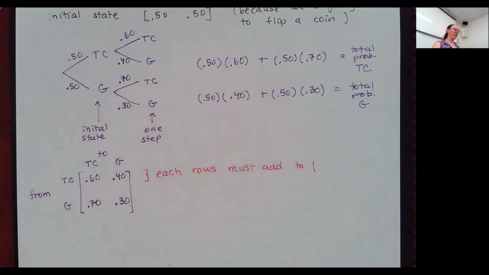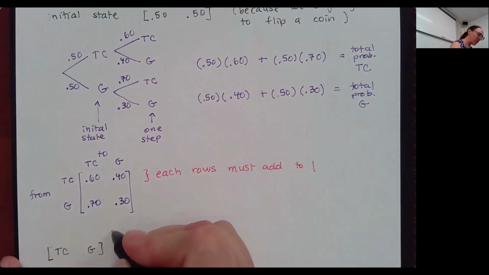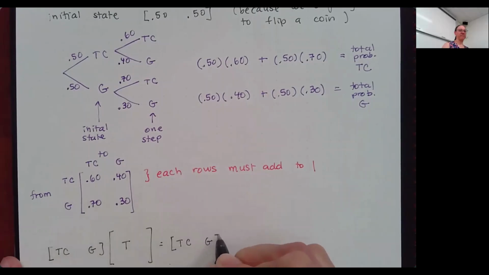The other thing about organizing it this way, it means that we end up having to use a row vector times our transition matrix to get back another row vector.